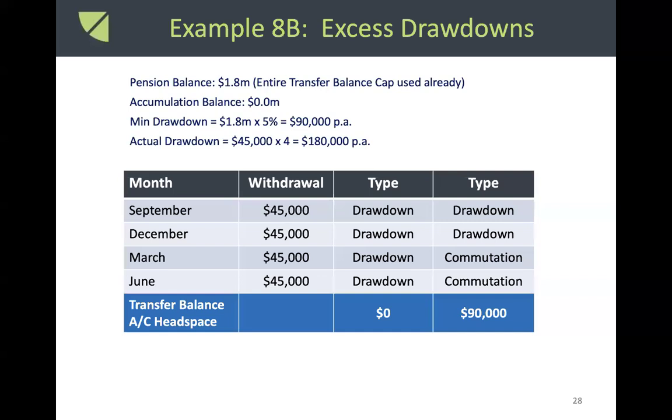Why might you need it in the future? Because you don't have any accumulation balance. Well, this member might receive a reversionary pension, or maybe they'll be able to make some more contributions in the future. Maybe their balance will fall below the transfer balance cap, so they'll be able to make some more non-concessional contributions. Or maybe they'll start working again and they'll be able to make some concessional contributions. It could be a downsizer contribution. Whatever the case is, they might have an opportunity to make some more contributions in the future and then get some more balance into pension.